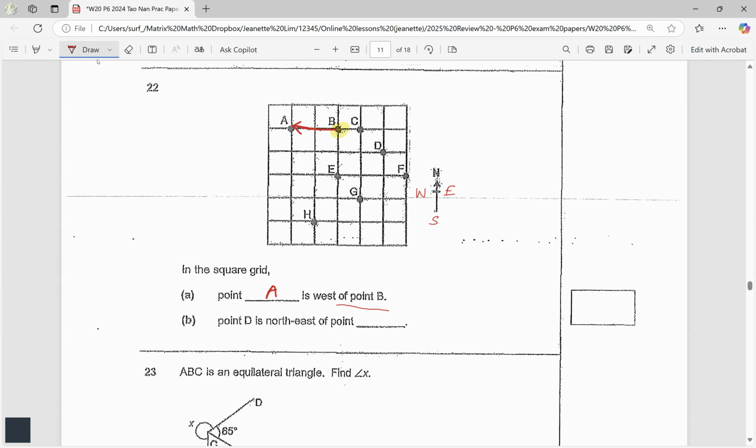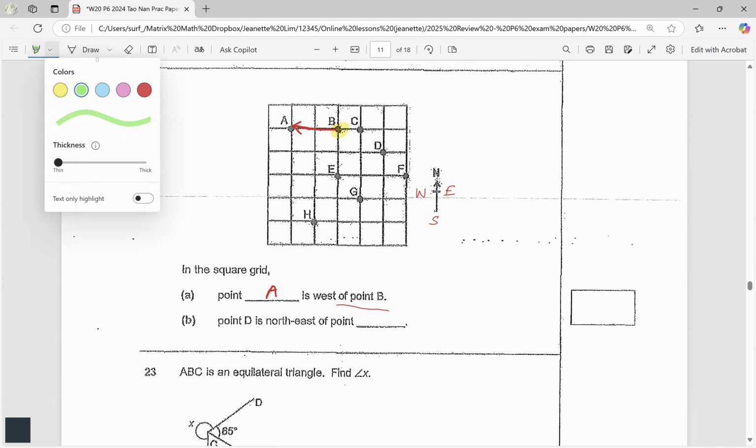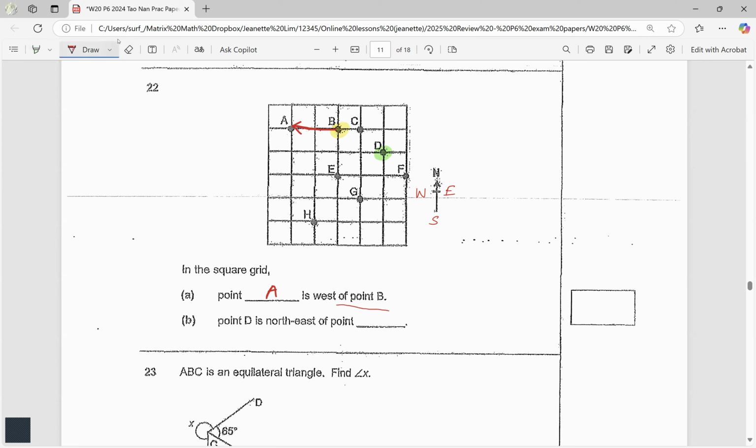Let's look at point D first. Point D is the final location that is northeast of the other location. Northeast is this way, so it comes from that way. Not that you start from D, but it comes from that way. So like this direction, it comes from the northeast. Because D is northeast of some other point, continue in that direction and you'll have H. So answer H.